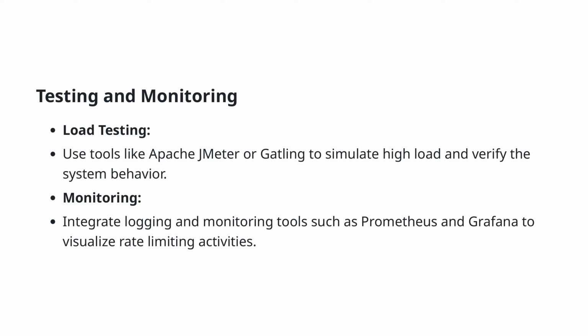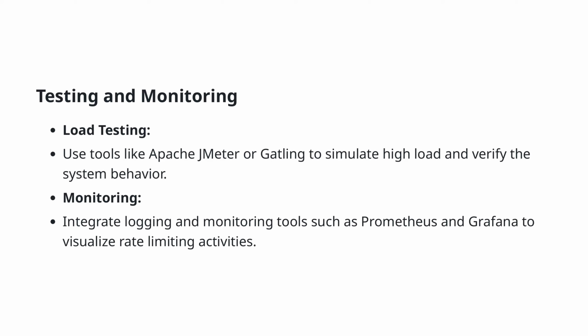Next, we need robust monitoring in place. By integrating logging and monitoring tools, such as Prometheus and Grafana, we can gain valuable insights into rate-limiting activities. These tools will help visualize usage patterns, detect anomalies, and provide real-time alerts. Effective monitoring ensures that our rate-limiting strategies are functioning as intended and allows us to make informed decisions to optimize system performance and security.